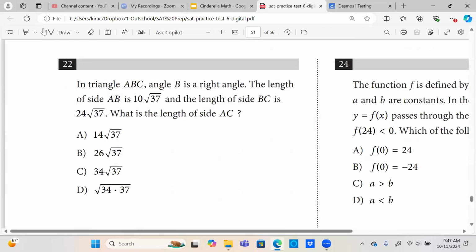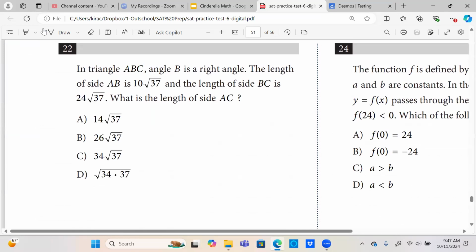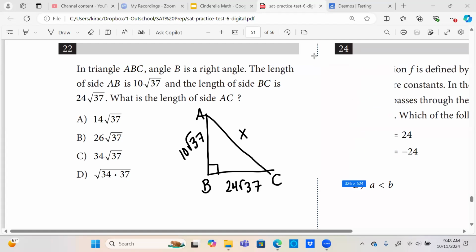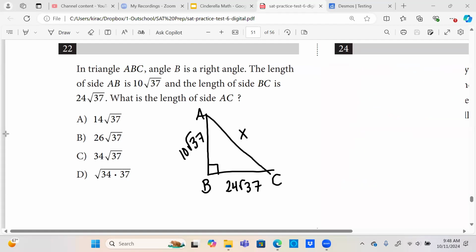We're on number 22. We have a triangle, and we are told that it's a right triangle with angle B as our right angle. The length of side AB is 10 root 37. And the length of side BC is 24 root 37. What is the length of AC? So we're looking for the hypotenuse. This is a sneaky Pythagorean theorem, is all this one is.